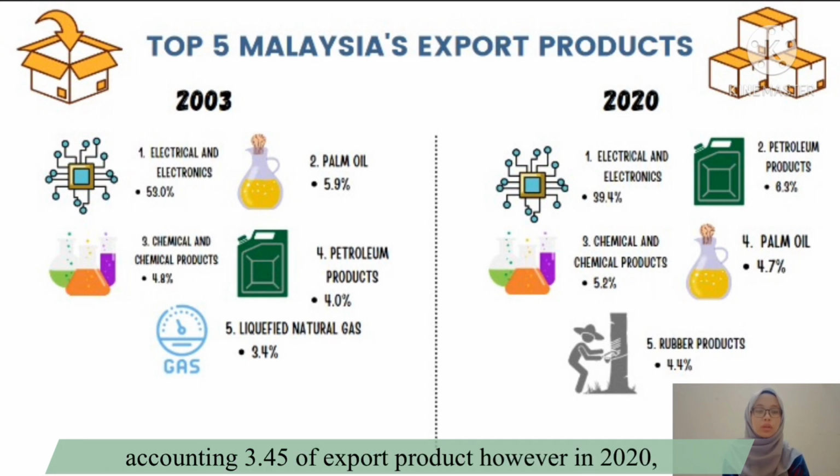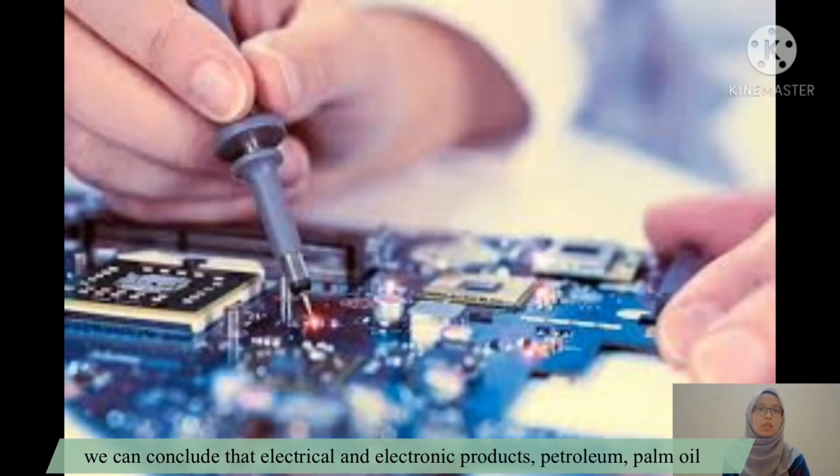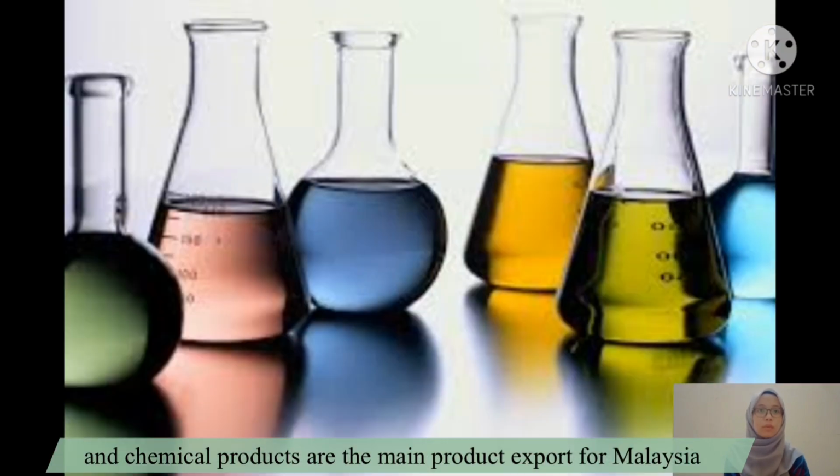However, in 2020, the fifth product was rubber products, which was 4.4% of total export. In short, we can conclude that electrical and electronic, petroleum, palm oil, and chemical products are the main export products for Malaysia.